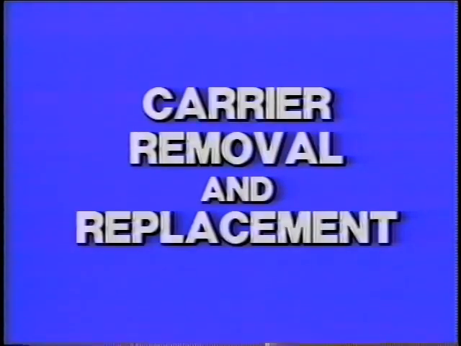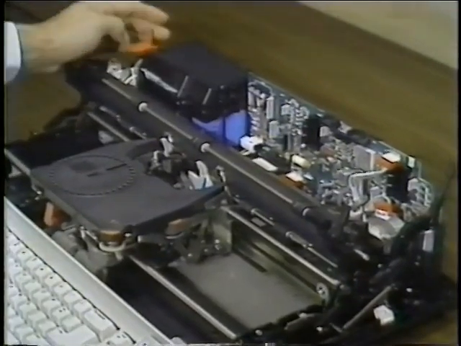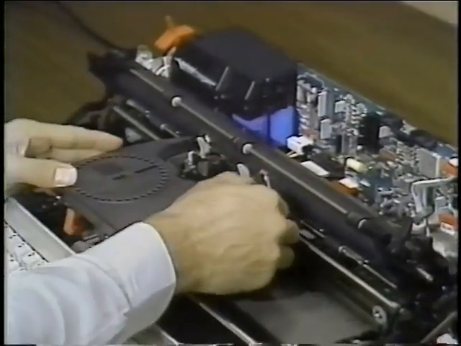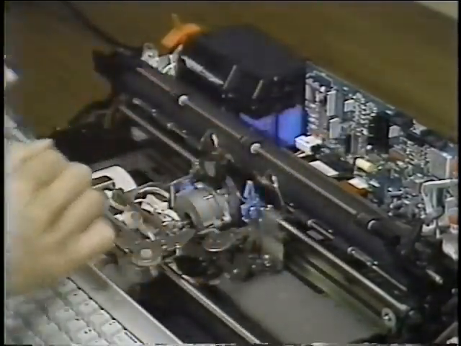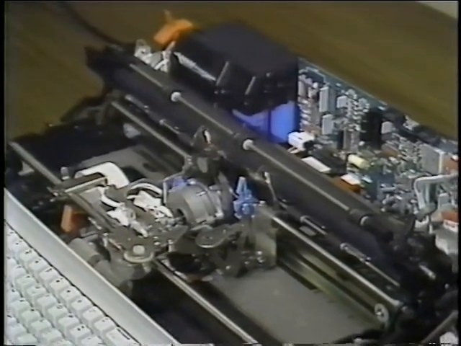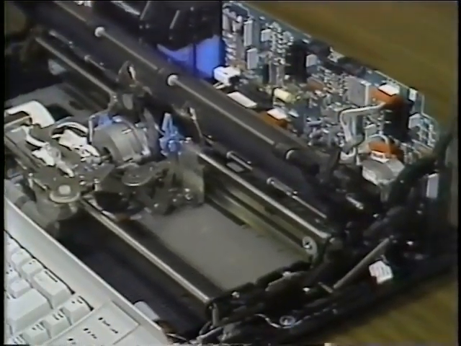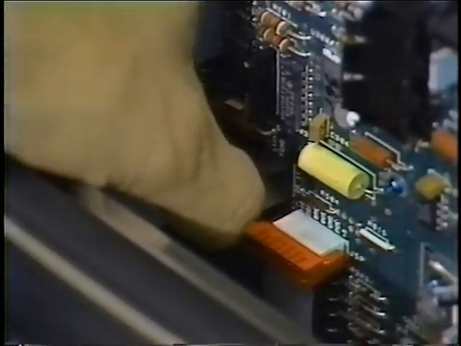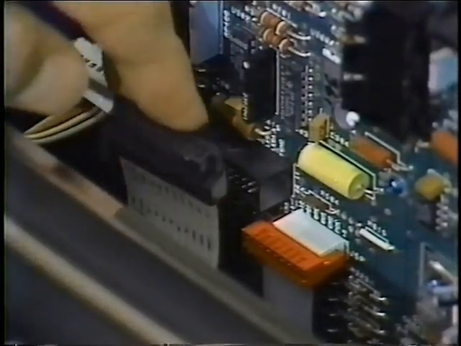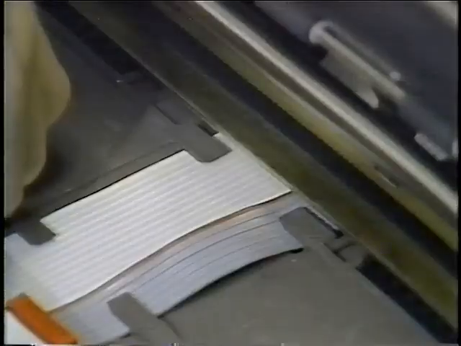This section covers carrier removal and replacement. Let's start by learning how to remove the carrier, the selection plate, and the homing flag. To remove the carrier, start by turning the machine off and removing the ribbon and tape cartridges and the print wheel. Next, disconnect the carrier cable from the J4P connector on the printer board and work the cable out from under the frame and the clips in the base of the machine.